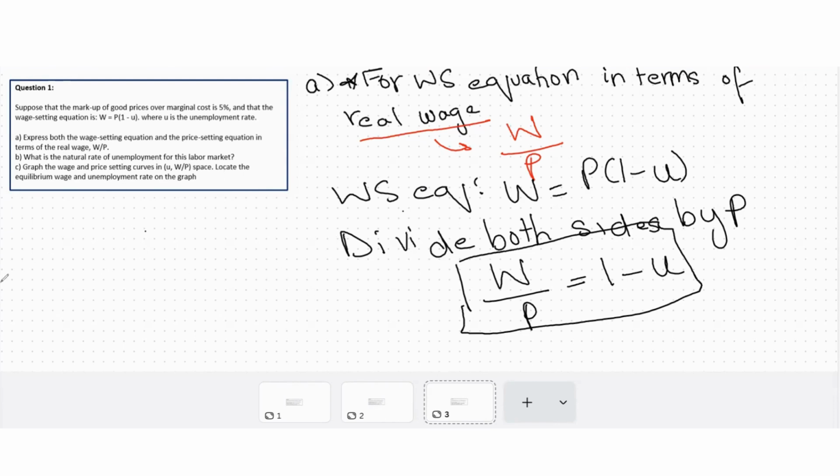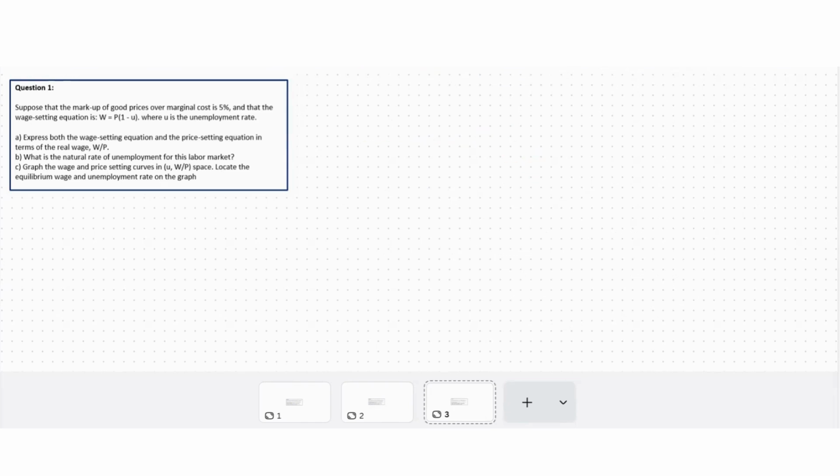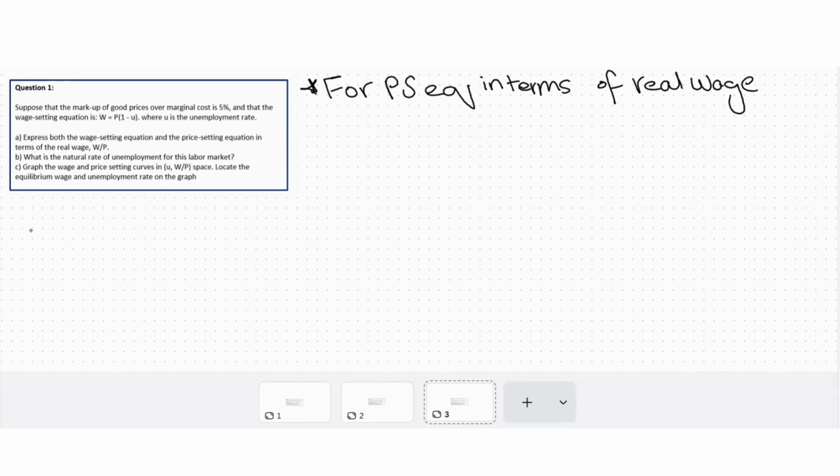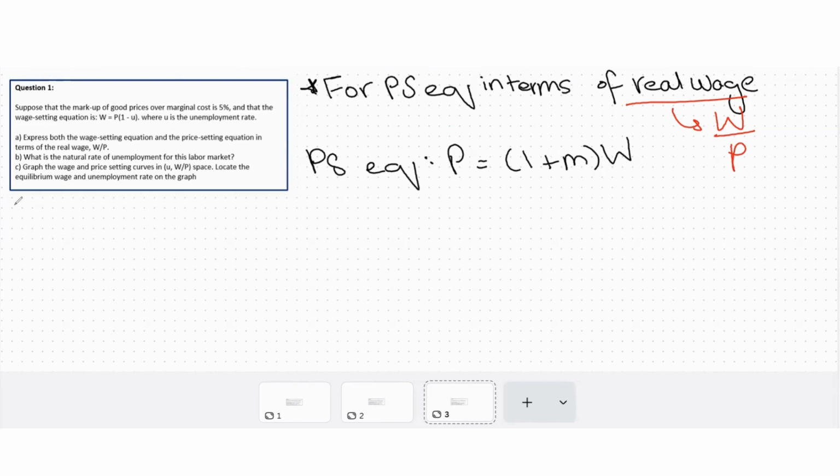Now we'll similarly do it for the PS equation. So for the PS equation in terms of real wage, how do we do that? First, keep in mind, real wage is just nominal wage divided by price level. So the PS equation will be P is equal to (1 plus M)W, because we're assuming firms charge a constant markup over marginal cost, which is the nominal wage in this case. So this is our assumption in this model.